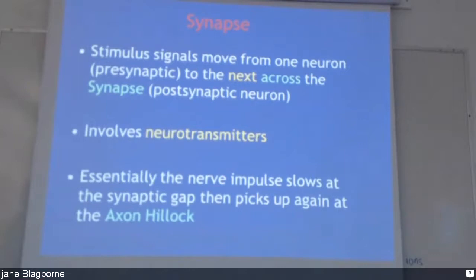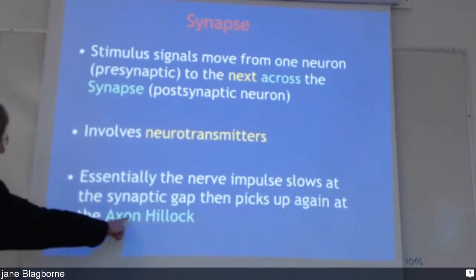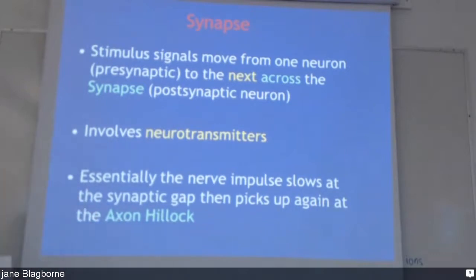So then the impulse slows at the synaptic gap, but then it increases again at the axon hillock, so that never dissipates, it never disappears. It keeps going at the same level like the previous slide said.